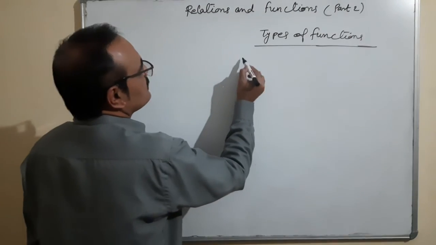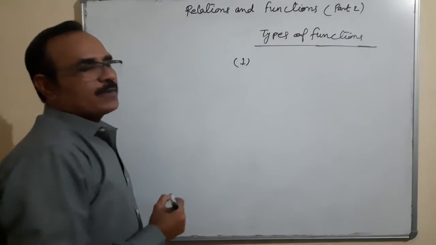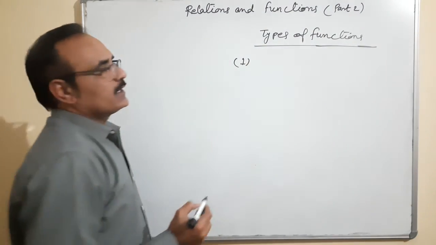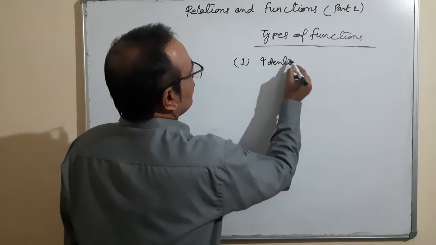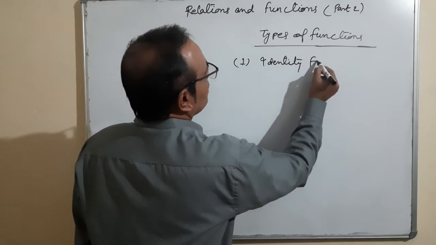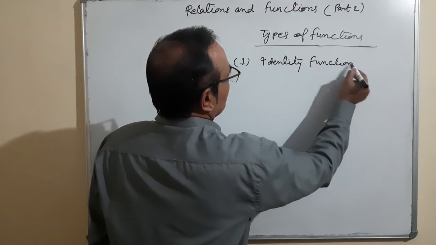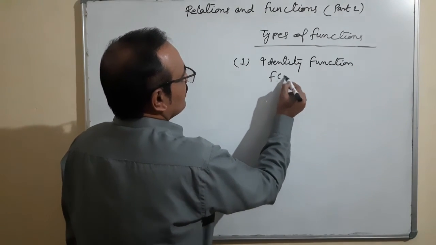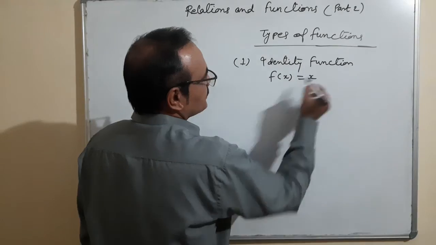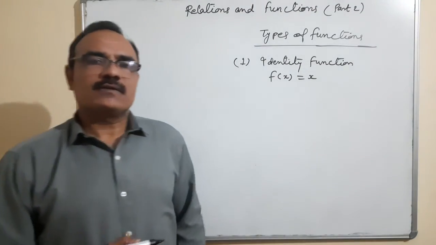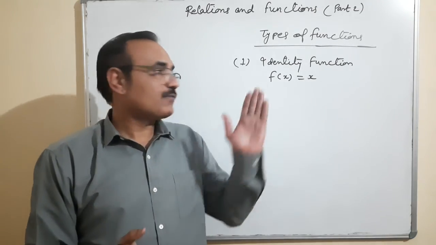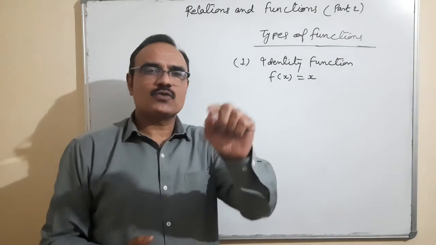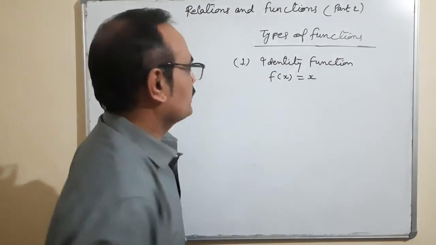Number one, I am taking number one, the identity function. Identity function. What is the meaning of it? f of x is equal to x. Identity function. That means the element from the domain and the element from the range are the same. f of x is equal to x: 1 related to 1, 2 related to 2, 3 related to 3.